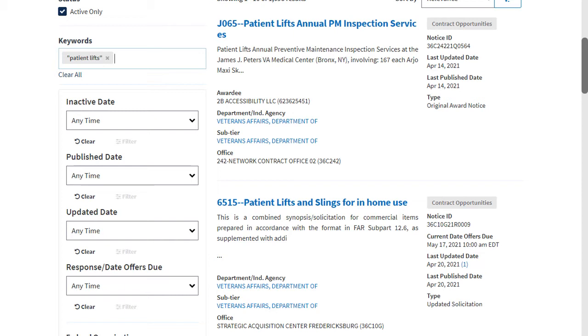Now, if nothing came up, I would probably use my 6515 to see what I can find, and I probably would have found this one right here. Okay, so that's all you have to do, whether it's a product or service. Now that you know what you want to sell to the government, all you have to do is go find some opportunities to match what you want to sell.